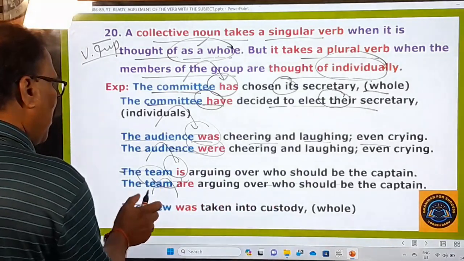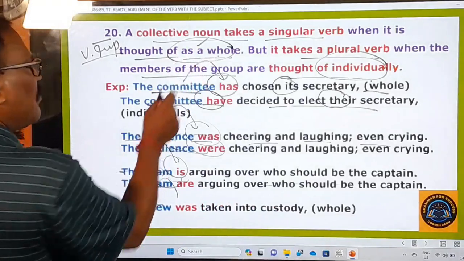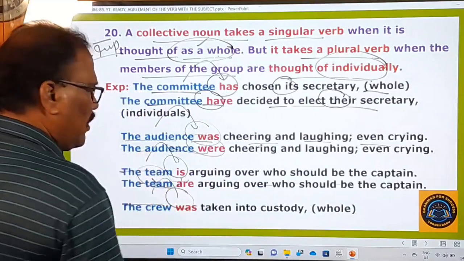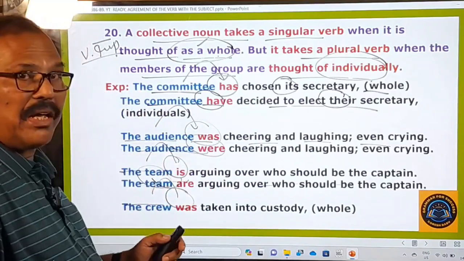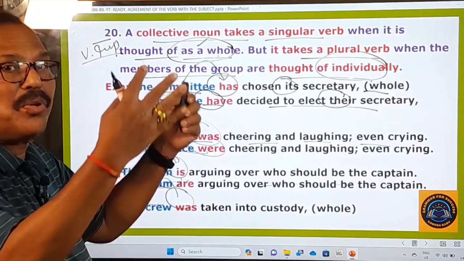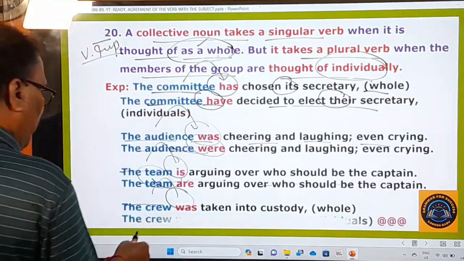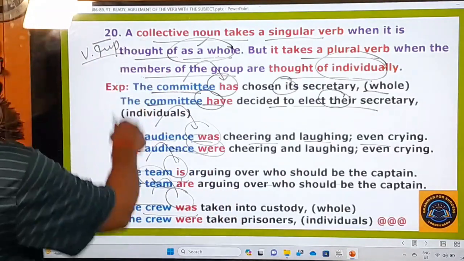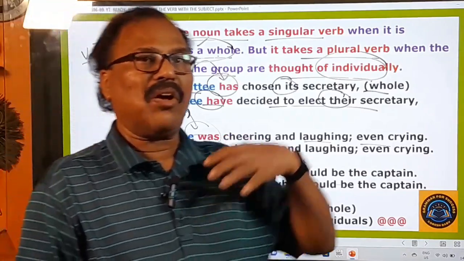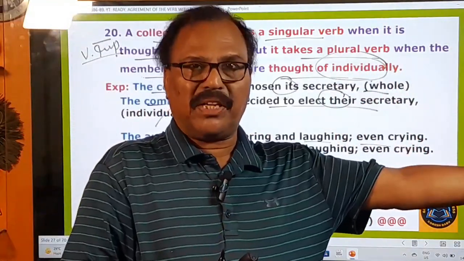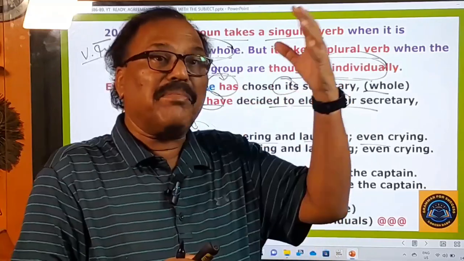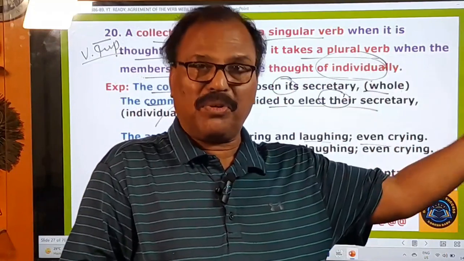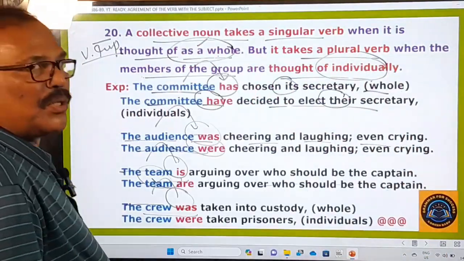The crew: when you think of this crew as a whole, as a single unit, as a single group, you use only a singular verb after that. But whenever you think of this crew individually, as the members of its group individually, right? Then what happens? The crew were taken prisoners individually. So in this way, when there are certain collective nouns, when you think of them as a whole, use a singular verb after them. Whenever you think of the members of that group individually, then you can use a plural verb after that. Let us move on to the next rule.